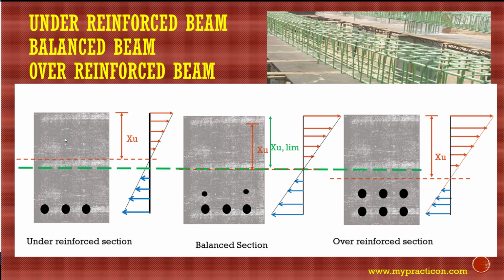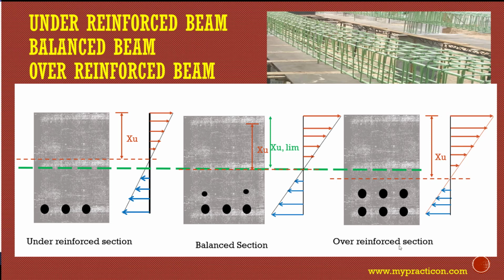So now come back to the under reinforced section. The name itself indicates under reinforced: the reinforcement is less than the balanced section, which is called the under reinforced section. Similarly, the balanced section, the name also indicates very clearly it has been balanced, meaning that the force in the compression zone and the force in the tensile zone equally carry the external loads.